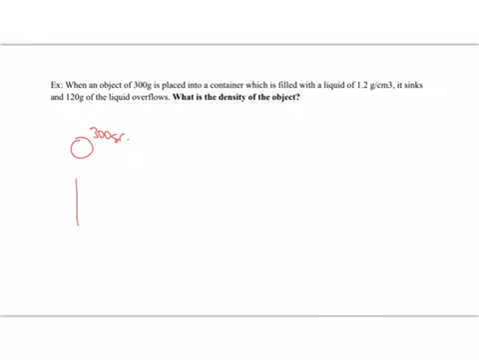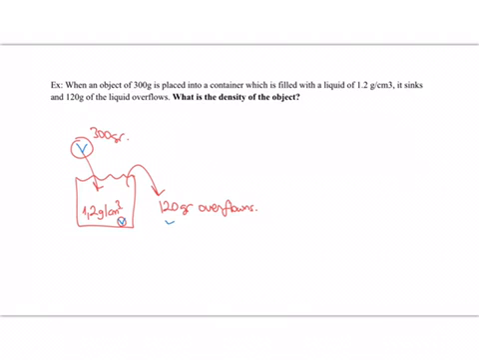When an object of 300 grams is placed into a container which is full of a liquid with a density of 1.2 grams per centimeter cube, it sinks, and 120 grams of liquid overflows. What's the density of the object? Now, you know that the volume of the overflown liquid will be equal to the volume of the object, because the object will displace an equal volume of the liquid.